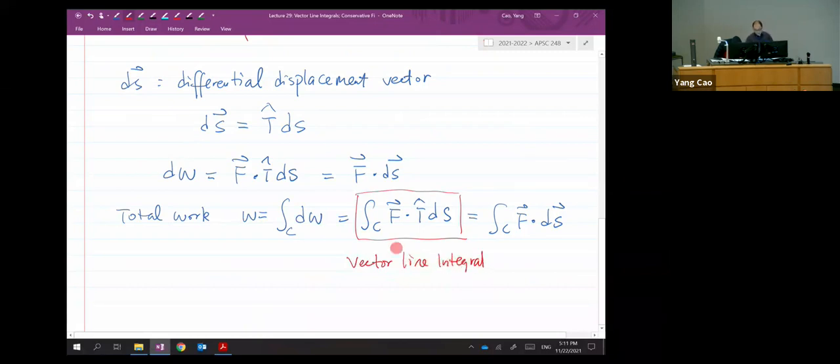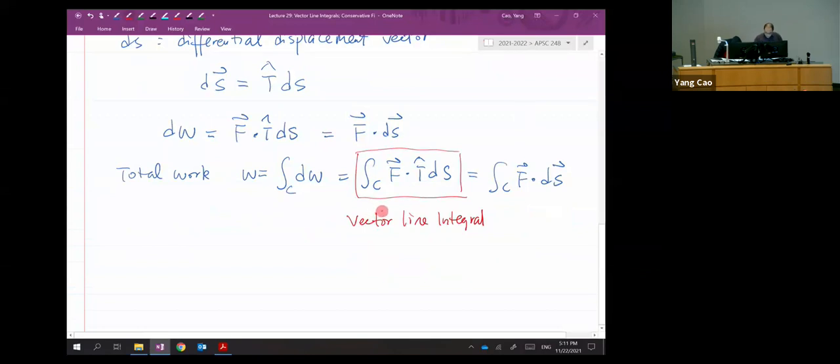Apparently, if you look at the integral here, what does it involve? It involves vectors, and you're integrating these vectors over the curve C. So that's why it's called the vector line integral. In a previous lecture, before or right after the midterm, we learned the scalar line integral. So this is the counterpart, called the vector line integral.